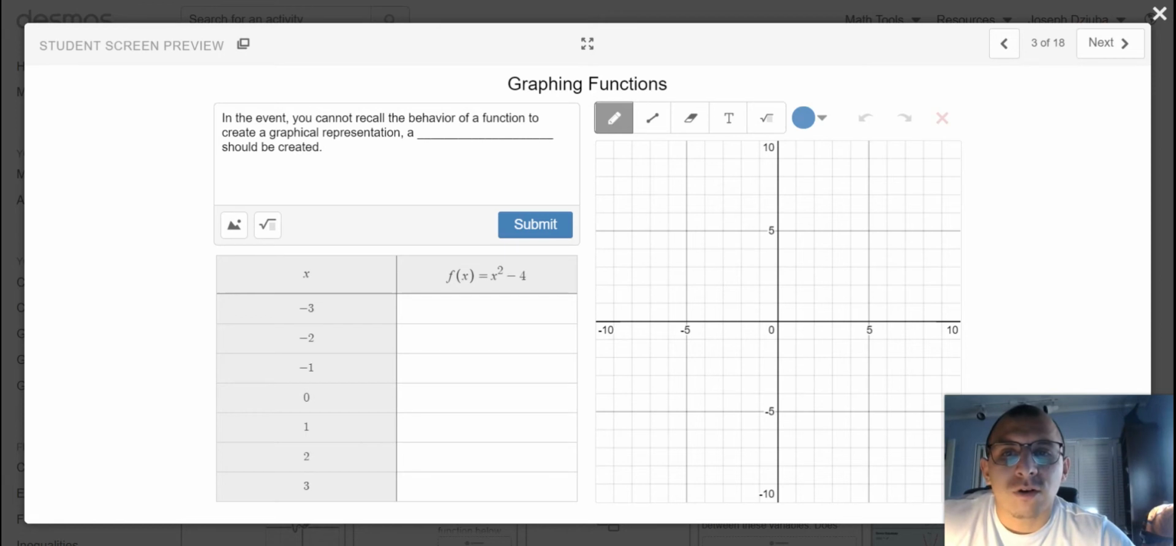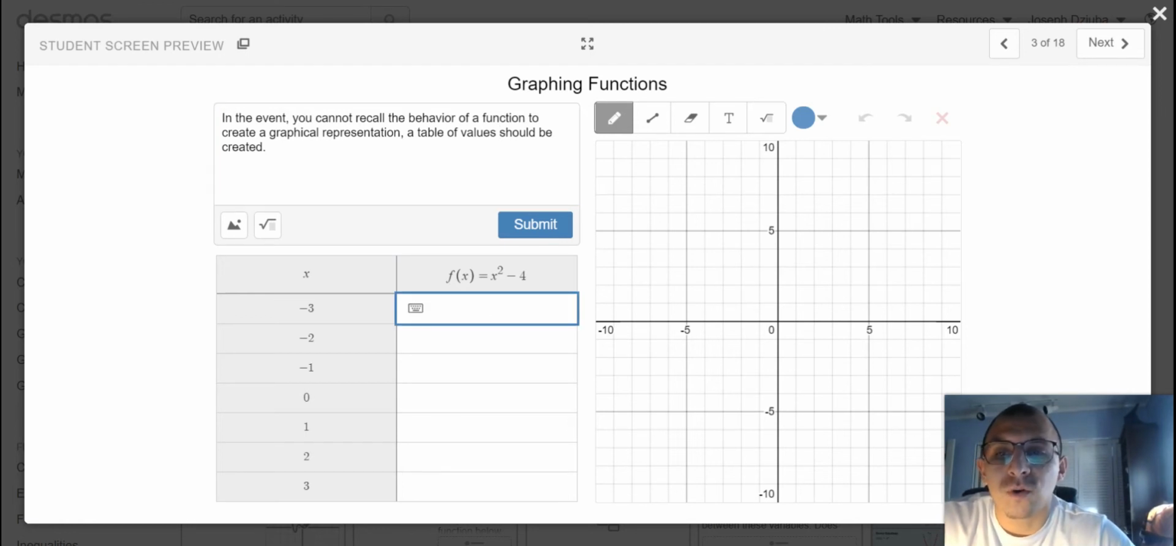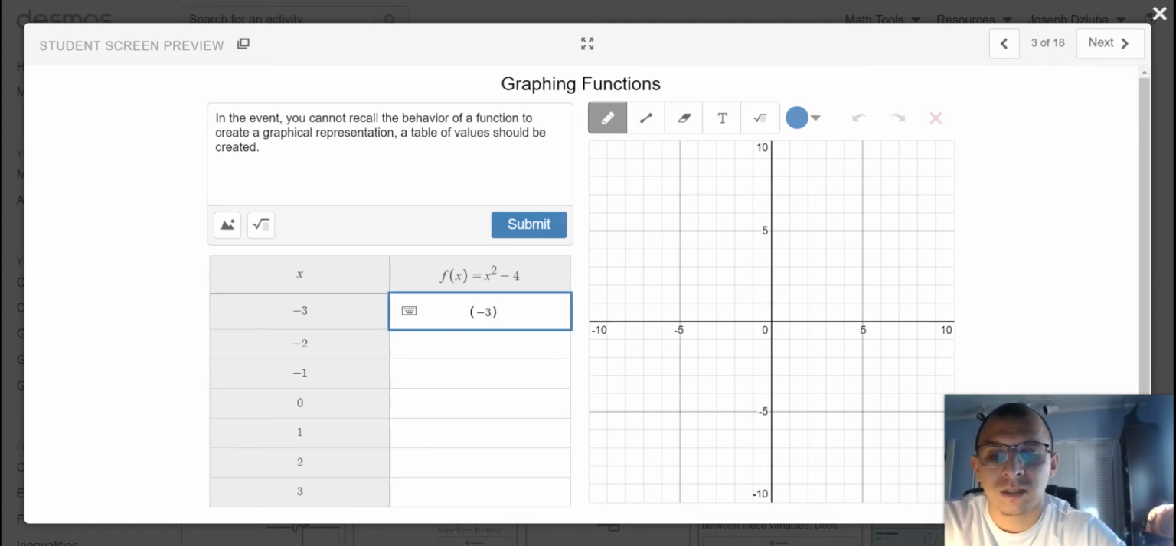In the event you cannot recall the behavior of a function, to create a graphical representation, never forget a table of values should be created. That is your first go-to in case you cannot remember. So in this case, we have the function x squared minus 4 that we're going to graph accordingly. At the input of -3, we would get -3 to the second power, minus 4, so 9 minus 4, which is going to be 5.